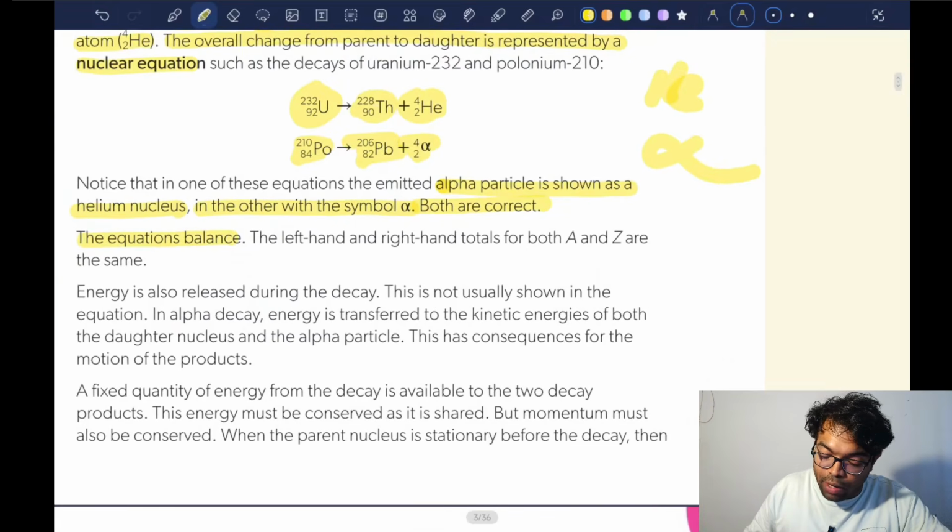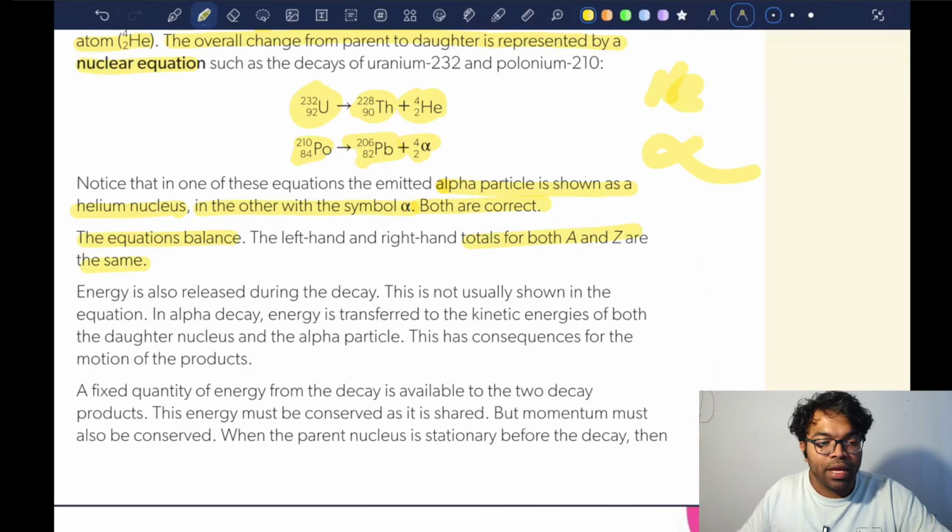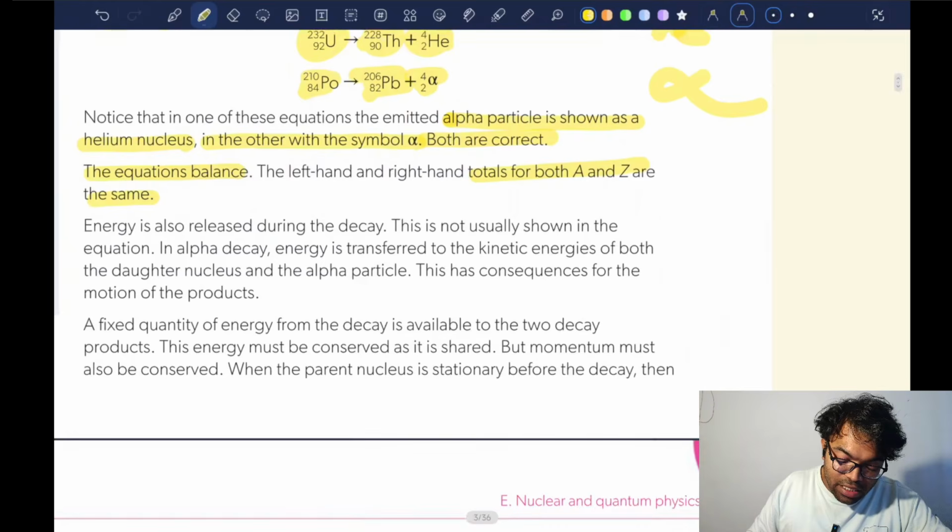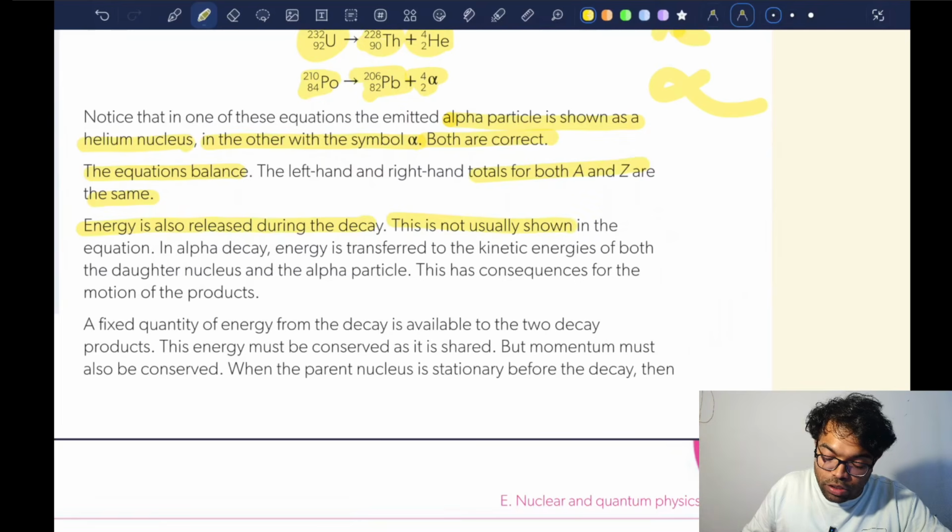So the equation remains balanced. The left hand and the right hand side totals for both A and Z are the same. The atomic number, that is the number of protons, as well as the mass number are the same on both sides. Okay, you have 92 protons on the left hand side and at the same time 92 protons on the right hand side. Similarly, downward also, 84 on the left and 84 on the right. Energy is also released during the decay. This is not usually shown in the equation.